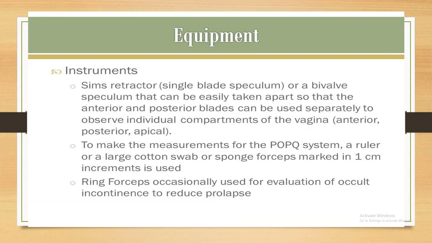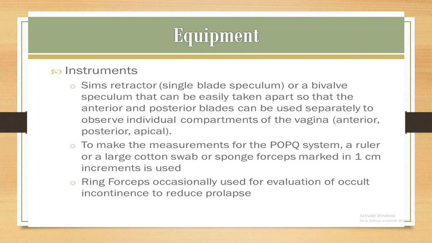Which instruments are going to be used for this? First is the Sims speculum, which we use to see the prolapse in any compartment. If we put the Sims speculum on the posterior vaginal wall, we can see the anterior prolapse, and along with that retraction, we can see the apical prolapse also. If we put the Sims speculum on the anterior vaginal wall and retract it, we can evaluate the posterior wall prolapse also.